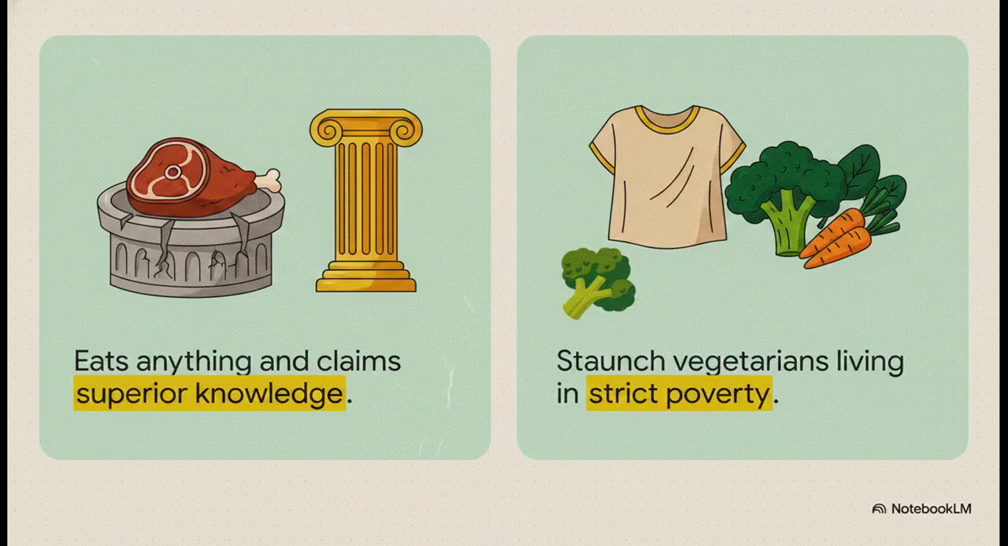The explainer also contrasts their lifestyles using outside texts. The source points to the Clementine Homilies and the historian Josephus to claim that the true apostles, like Peter and James, were staunch vegetarians who lived in strict poverty with literally just one coat. Contrast that with Paul, who they argue ate anything, even food sacrificed to idols, and claimed he had this superior knowledge that allowed him to do so. The source actually views Paul's critique of people with weak consciences as a direct, passive-aggressive insult aimed squarely at Peter and James. Talk about ancient historical drama, right?